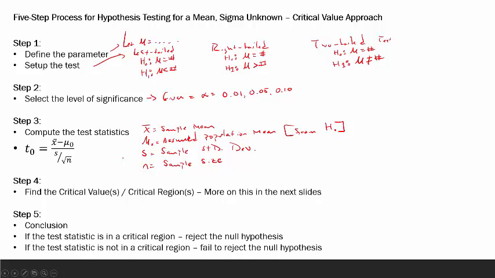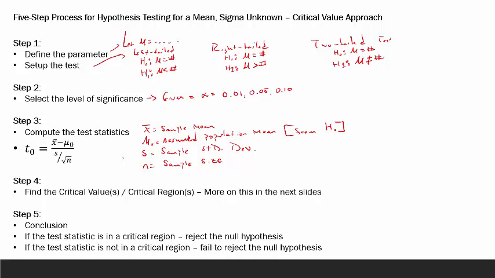And then step 5, you have your conclusion. You can either reject the null or you can fail to reject. If the test statistic is in the critical region, when you draw your t distribution, you're going to reject the null hypothesis. If the test statistic is not in the critical region, you're going to fail to reject the null hypothesis. And I'll have 3 examples of this for you.